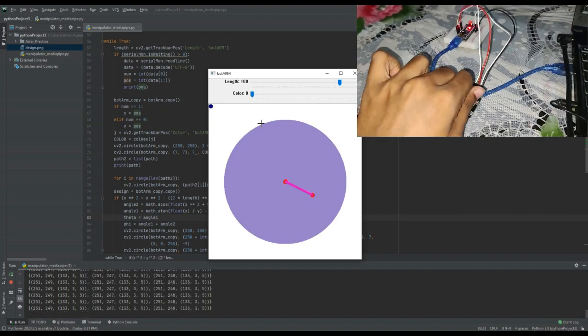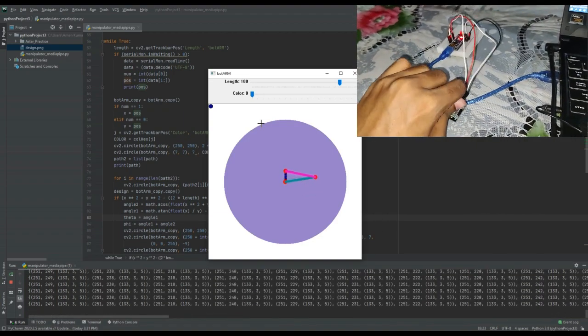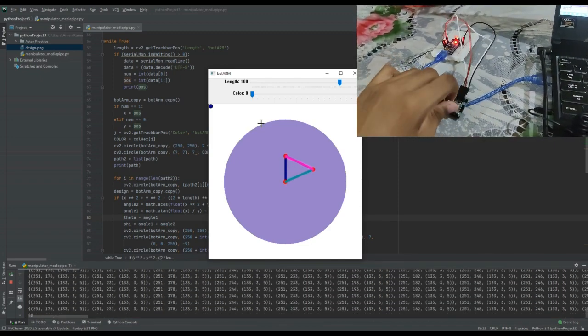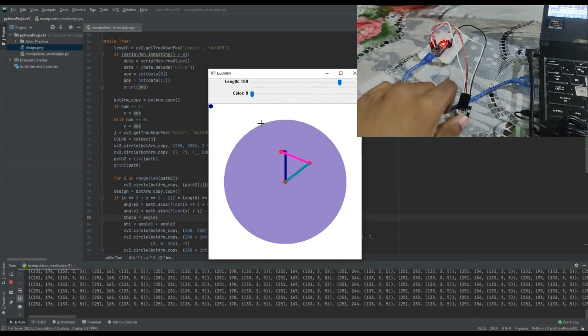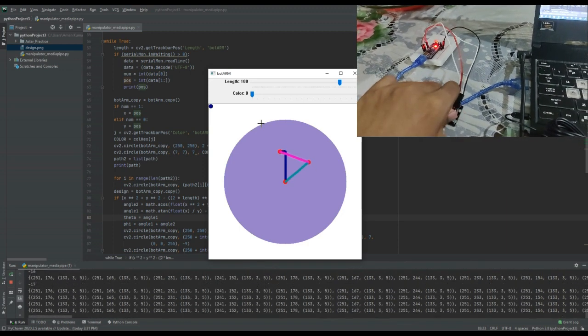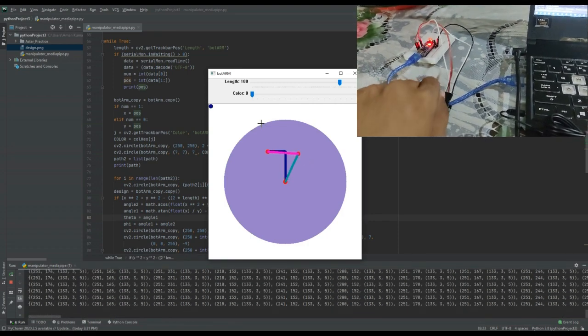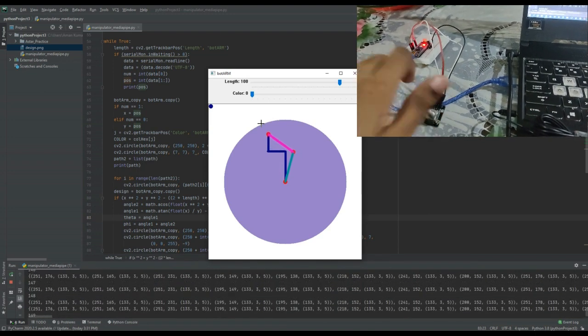So as of now, I'm changing only the Y values, and on pressing, the encoder has a button, so I can switch it to X-axis mode. Currently it's in Y-axis mode, so it's only changing the Y-axis. So you can see I'm changing the X-axis now after pressing the button. So again I'll press, and then it will change the Y-axis.